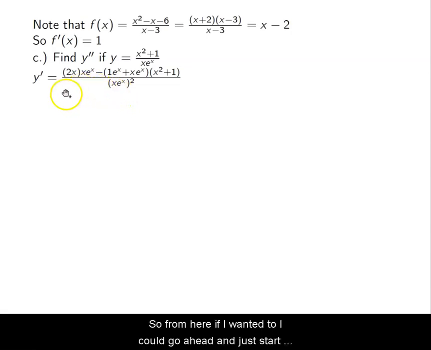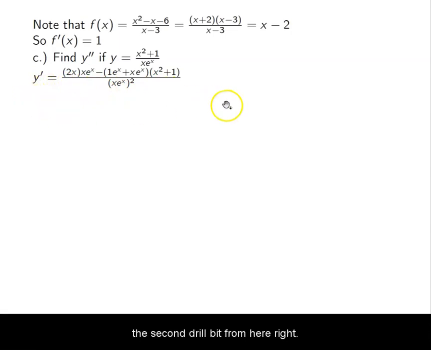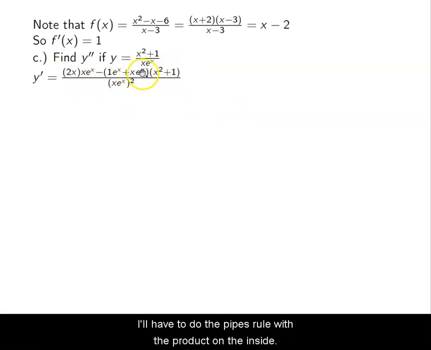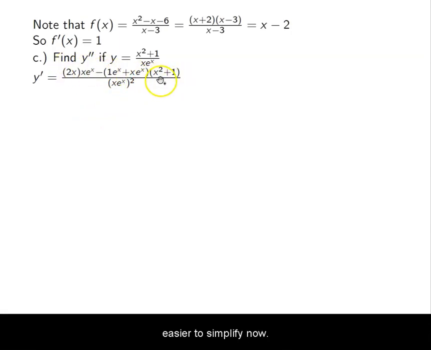So from here, if I wanted to, I could go ahead and just start the second derivative from here, right? But I'll have to do the product rule with the product rule on the inside of the quotient rule where I'm also doing the product rule. So it's really, really messy to do that. It's way easier to simplify now, right? Because if I differentiate the numerator, I've got product rule with the product rule, I've got all kinds of stuff. So I'm just going to simplify, okay?